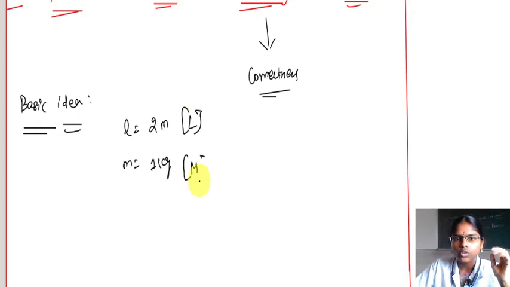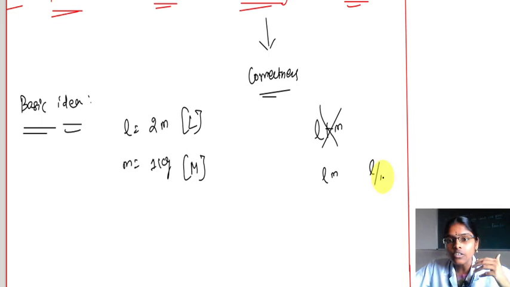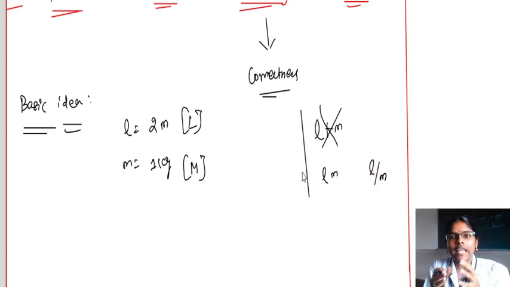Now, can I add this length and mass? Both are physical quantities of the same body, but can I add them? No, because these are different physical quantities. So I cannot add length and mass; this is wrong. I can multiply and I can divide different physical quantities, but I cannot add them, and I also cannot subtract different physical quantities.